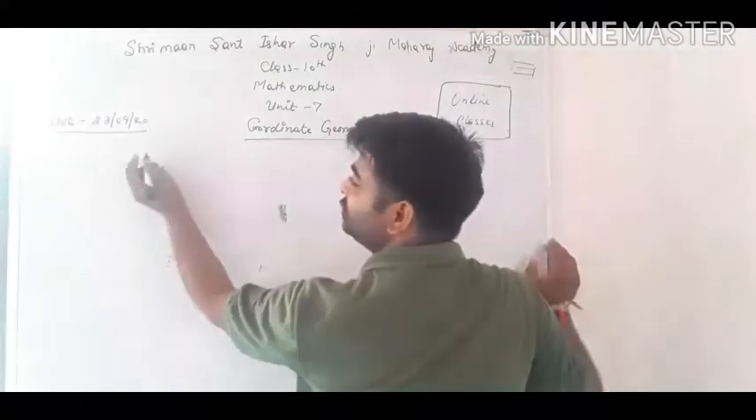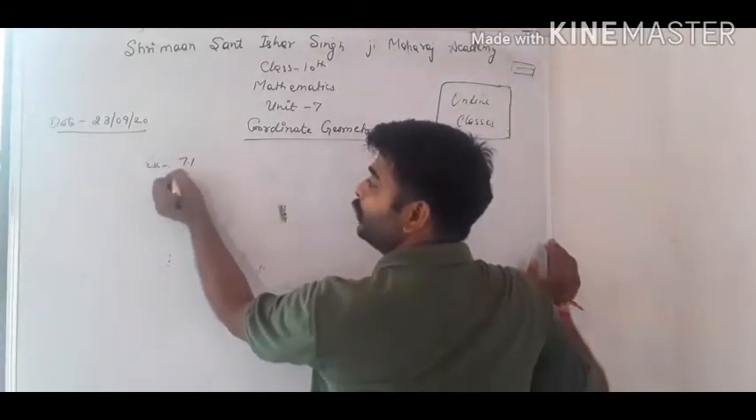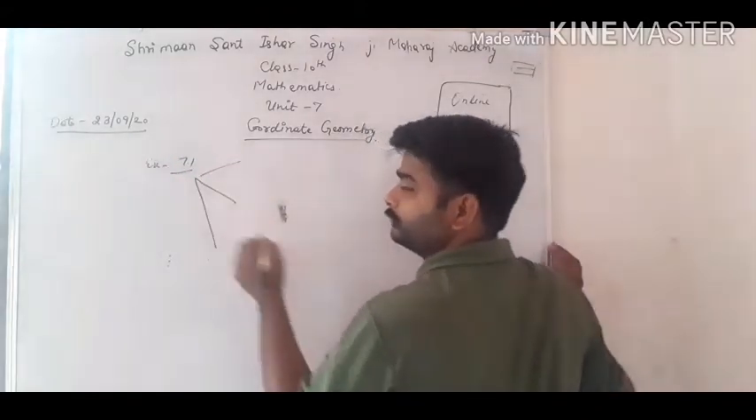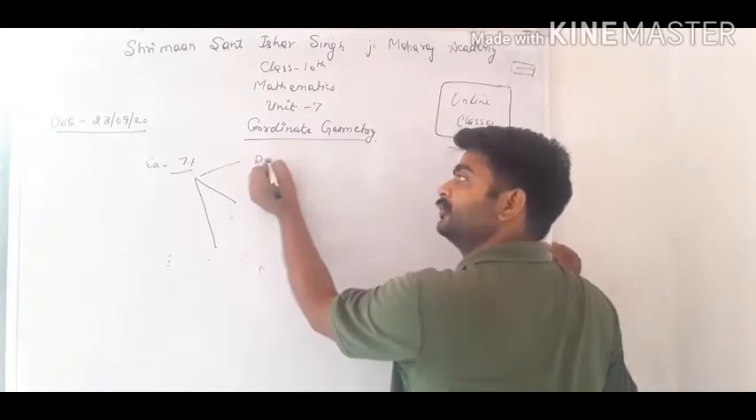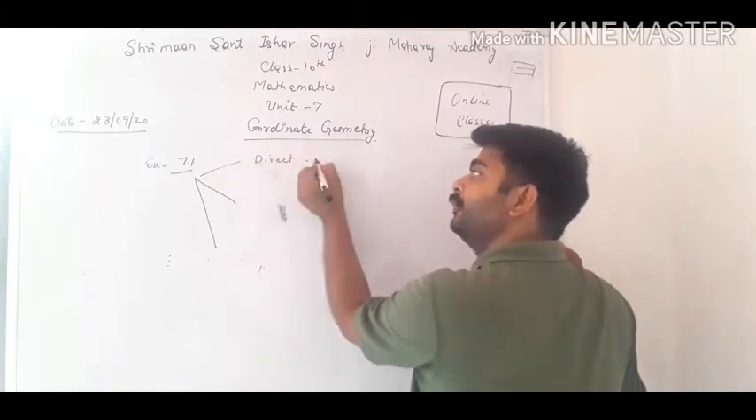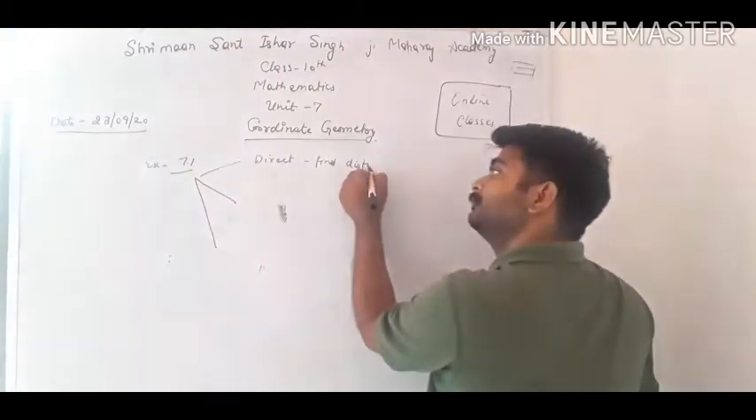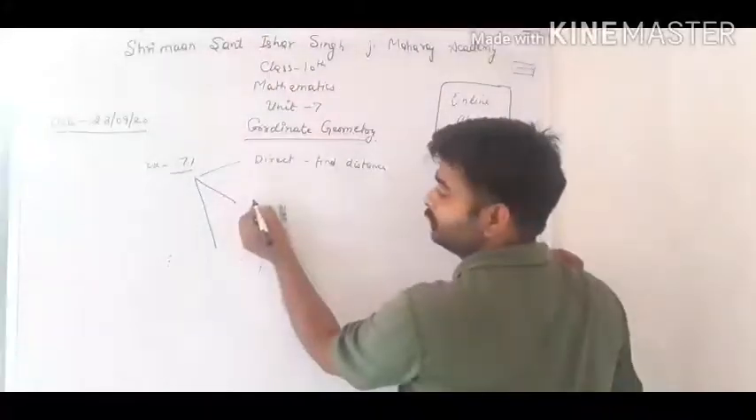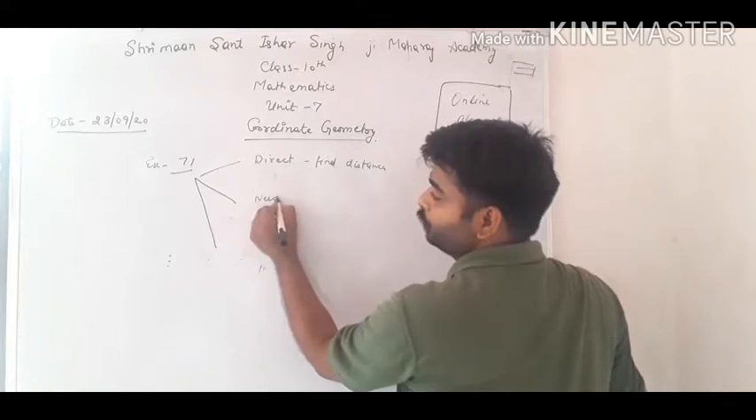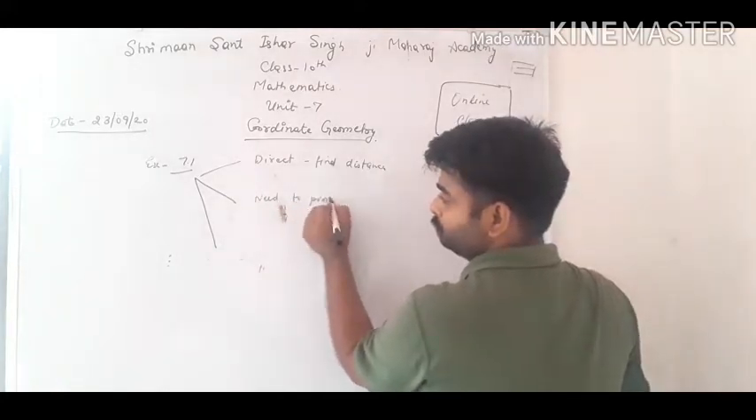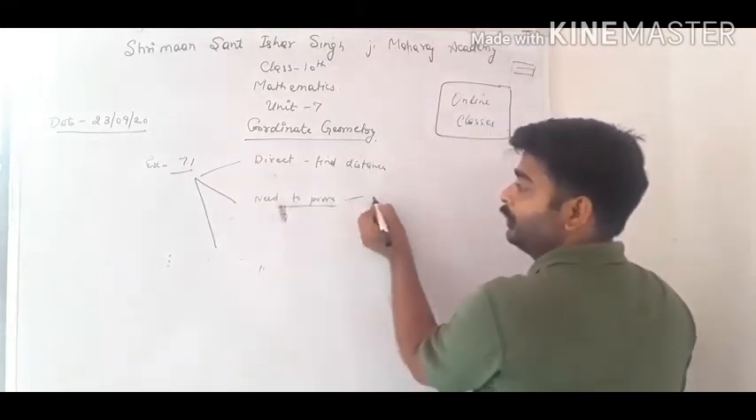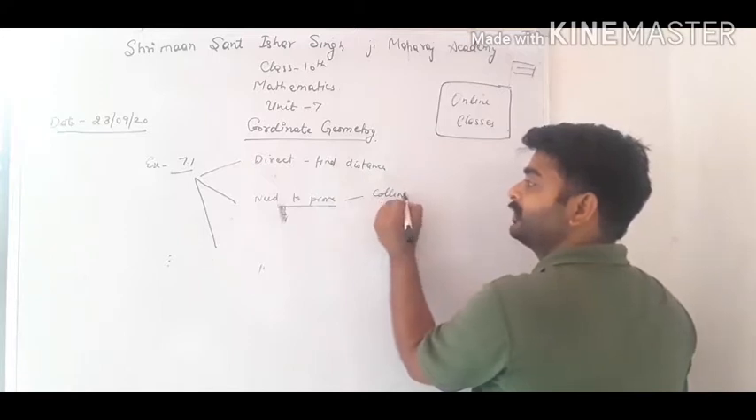Now, exercise 7.1 is divided in three parts. One is direct questions, where you need to find the distance. Second, you need to prove something. What? One is either the points are collinear.